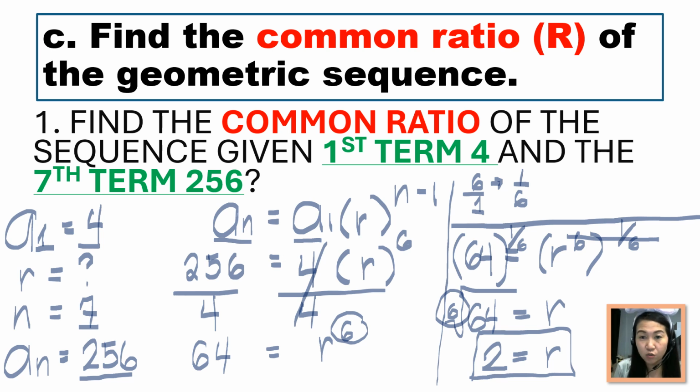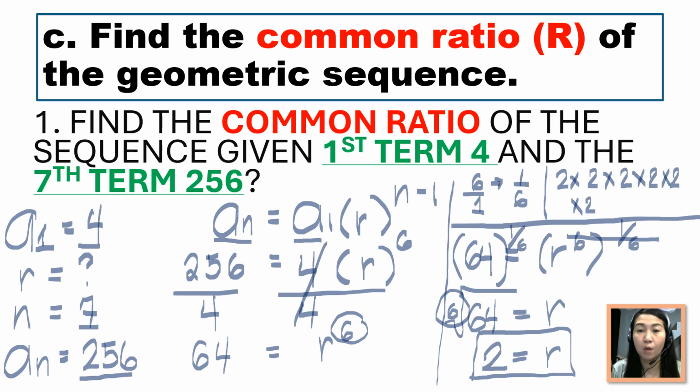Okay, why is it 2? Because 2 times 2, that is 4. 4 times 2, that is 8. 8 times 2, that will be 16. 16 times 2, that will be 64. 64 times 2, oh, one more.